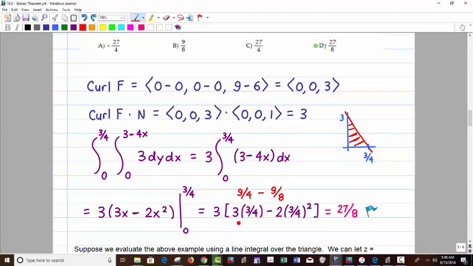So you put in the 3/4 here. The 0, of course, will be 0. Obviously use your calculator for that. It ends up being 27/8. There it is.